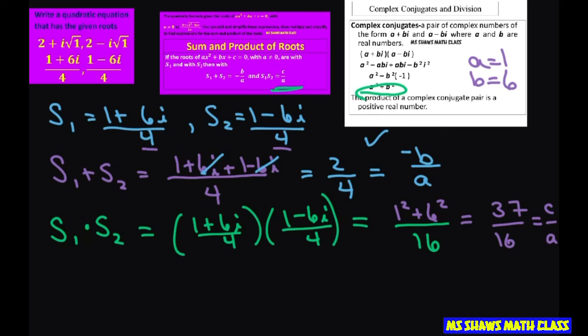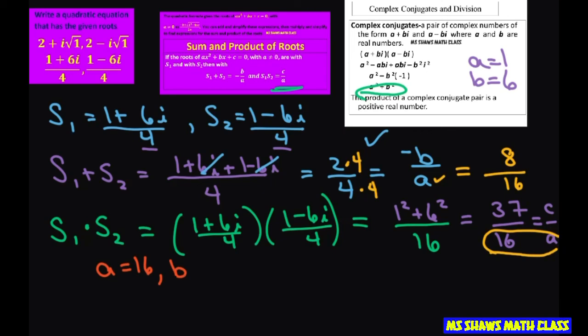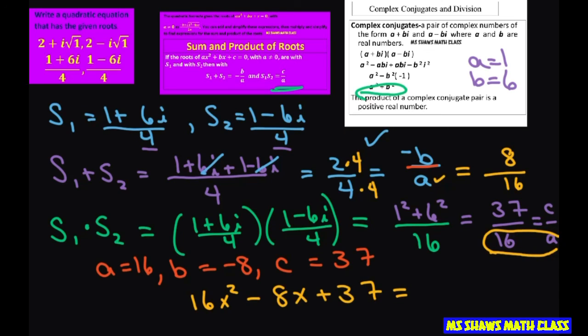Our A's have to match up. They don't. We need a 16. So what I'm going to do is multiply this 4 by 4. That gives me the 16 I need for my A. But I also have to multiply the numerator by 4. That gives me 8. Therefore, my A is 16. My negative B is 8, so B is negative 8, and our C is 37. Thus you can write your quadratic equation as 16x squared minus 8x plus 37 equals 0.